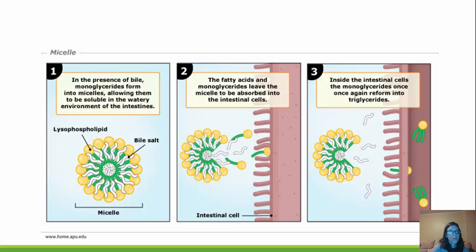Okay, so here's just an up-close look of how the constituents of a micelle are absorbed into the enterocyte. So we have our micelle formation, and then we have micelles that are so small they can get in between the microvilli, where the free fatty acids and glycerol are then able to passively diffuse into the enterocyte, and then once they pass through, they reconvene into these triglycerides.